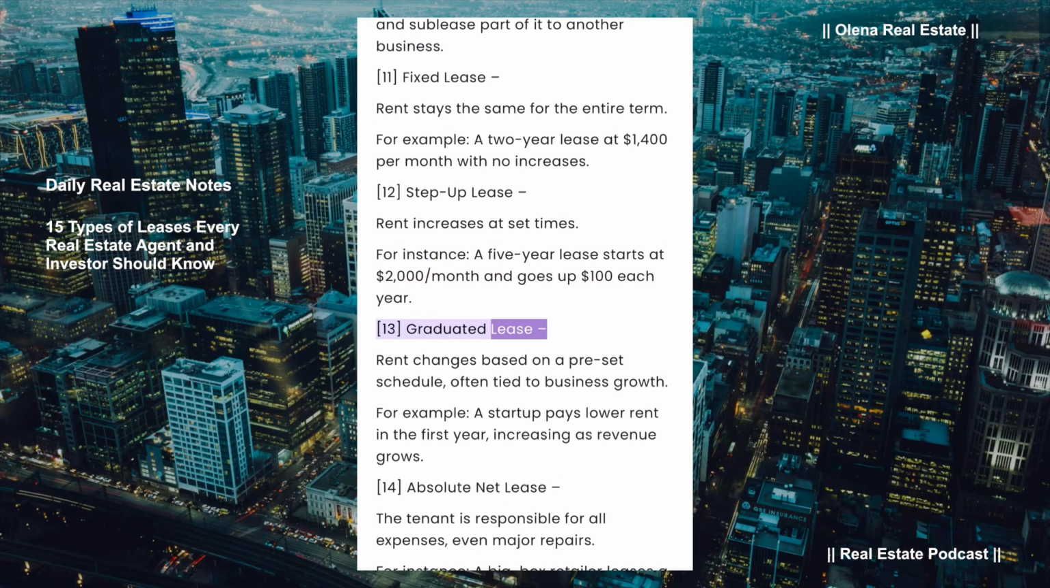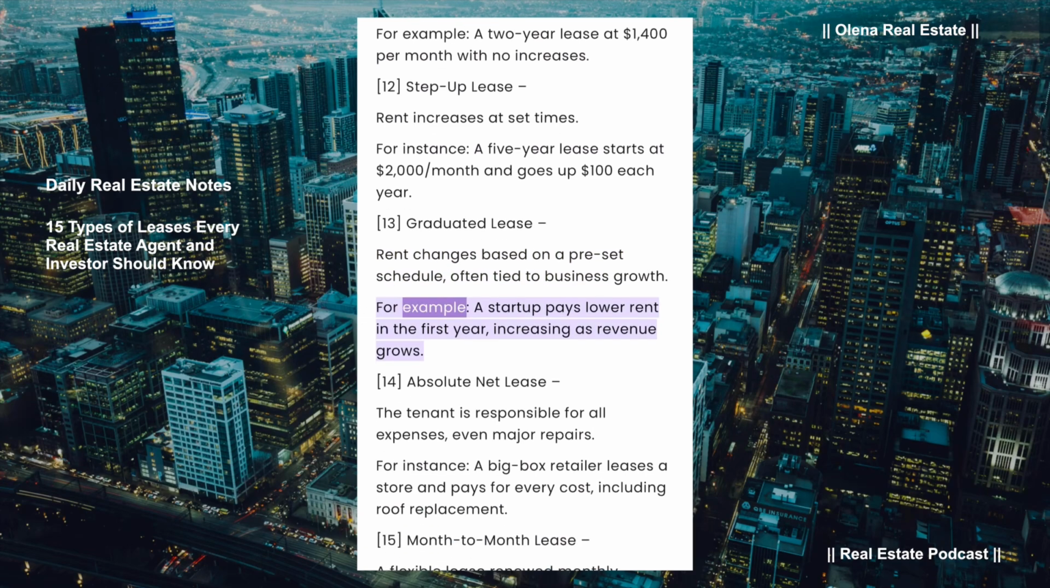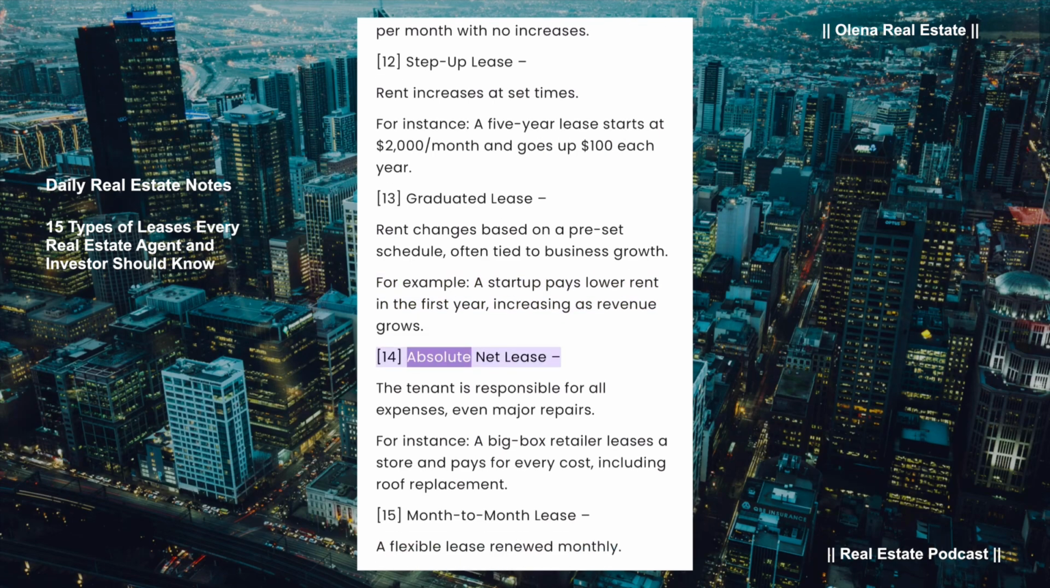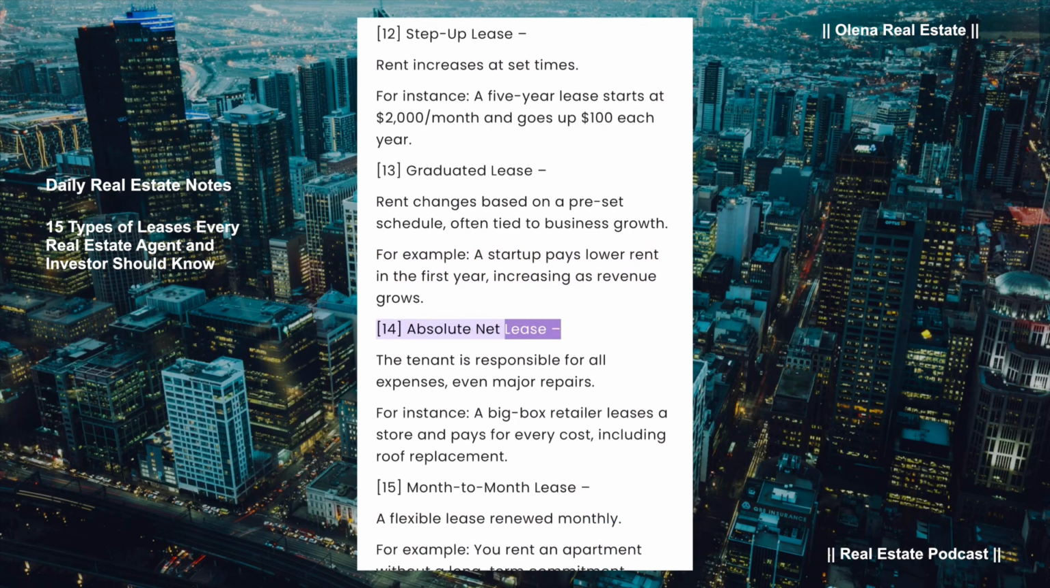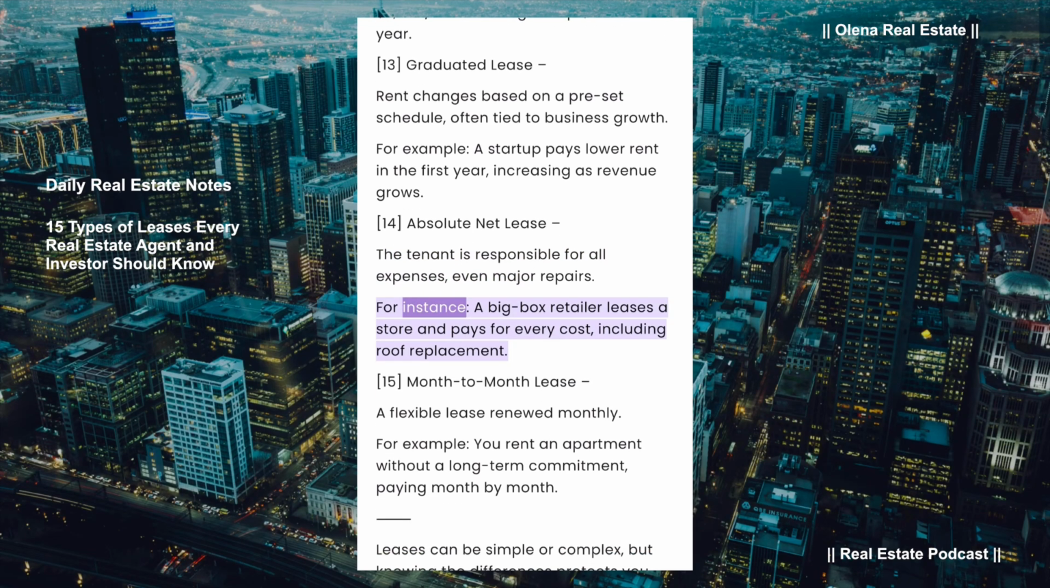Graduated lease. Rent changes based on a preset schedule, often tied to business growth. For example, a startup pays lower rent in the first year, increasing as revenue grows. Absolute net lease. The tenant is responsible for all expenses, even major repairs. For instance, a big box retailer leases a store and pays for every cost, including roof replacement.